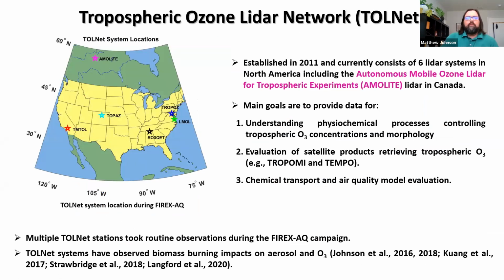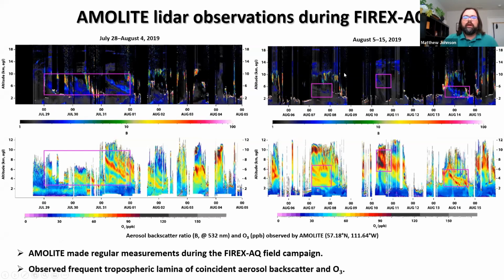So I want to discuss one of the main observation points that we're using from the study, and that really sparked a lot of my interest to look into this: the aerosol and ozone LiDAR known as AMOLite. This LiDAR was located in northern Alberta, as you can see from the left panel here, during the FIREX-AQ campaign. And this was one of the main observational drivers of this study. The reason for this is what I'm showing here.